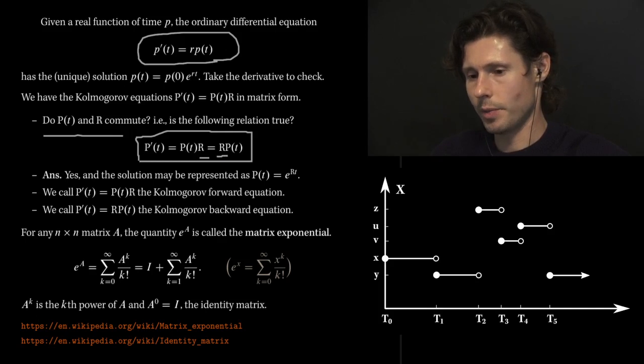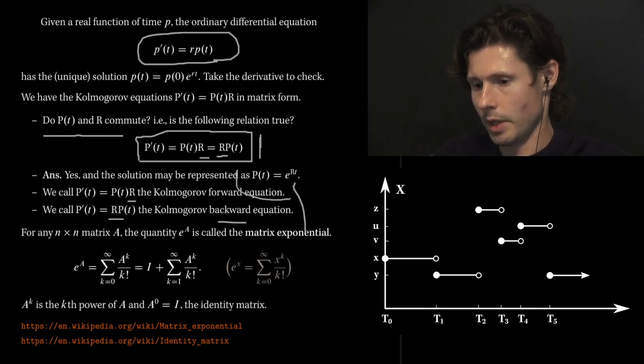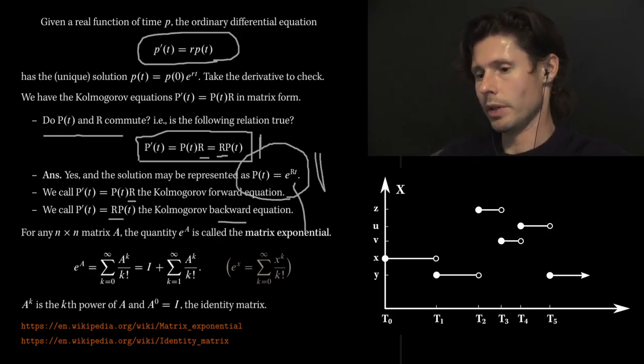And this corresponds to what are known as the forward or backward Kolmogorov equations. When the r is in front, it's called the forward equation. When the r is in the back here, it's called the backward equation. And the solution to these, even though this looks like a complicated matrix, can actually be computed, and it's represented in this form. So this alone doesn't really mean anything. I have to define what this means.